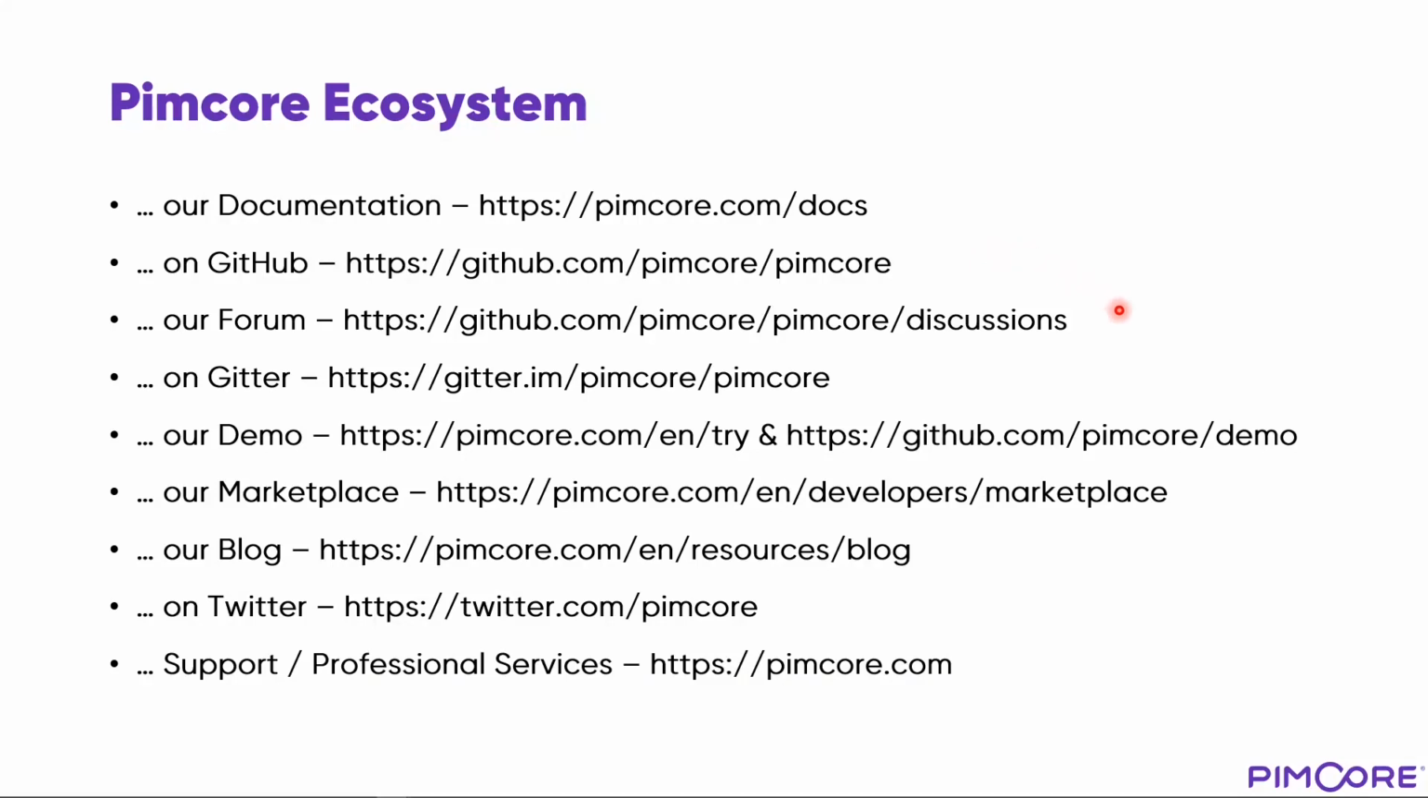When it comes to the communication with the community and getting information, getting tips, etc., there are two places to go. First place is our forum, which we recently moved to GitHub discussions, and which is a more persistent way for communication and getting information. And then second, there is this Gitter channel for Pimcore, which is a more live communication with the community.